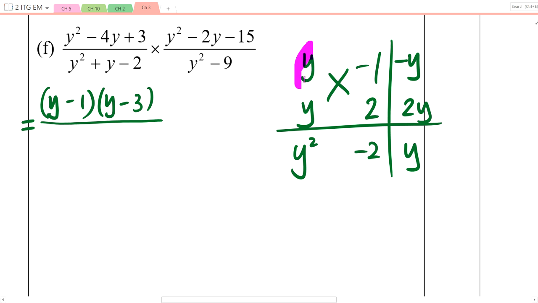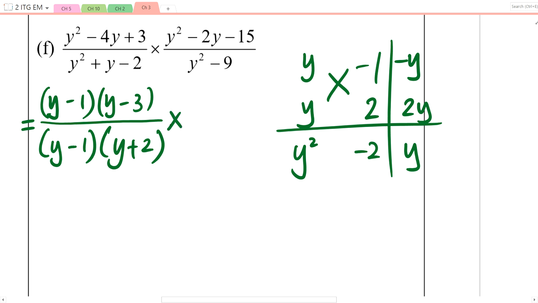So I check. Y and y still gives me y squared. Negative 1 times 2 gives me negative 2. Y times negative 1 is negative y. Y times 2 is 2y. Negative y plus 2y is y. So this is correct. Copy them down. Y minus 1. I see it happening already. We can cancel. Then we have y plus 2. That is my denominator. Now on the other side.